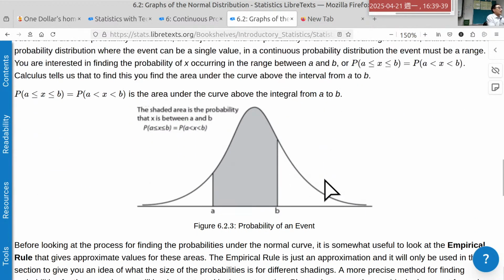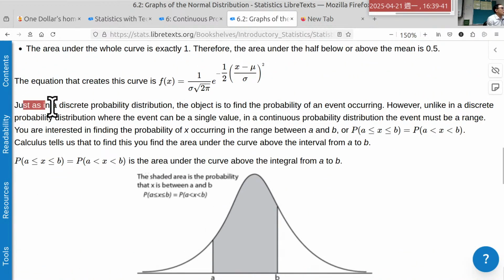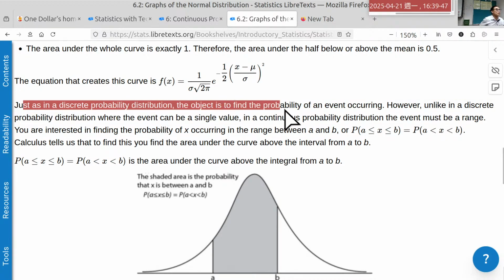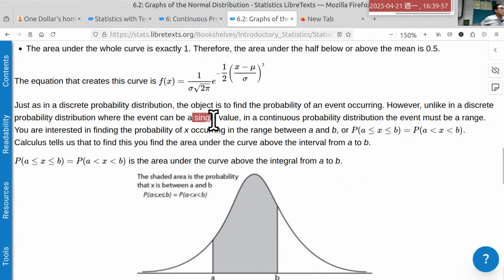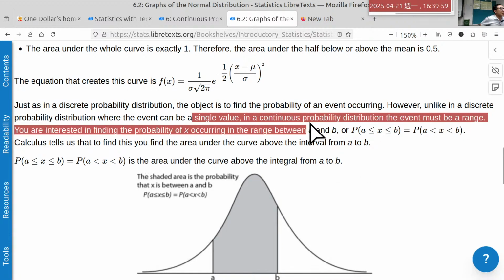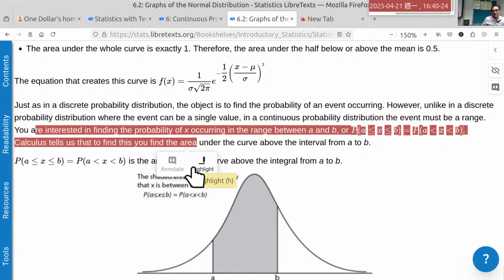Okay, and here, in a discrete probability distribution, the object is to find the probability of an event occurring. However, unlike a discrete probability distribution, where the event can be a single value, in a continuous probability distribution the event must be a range.